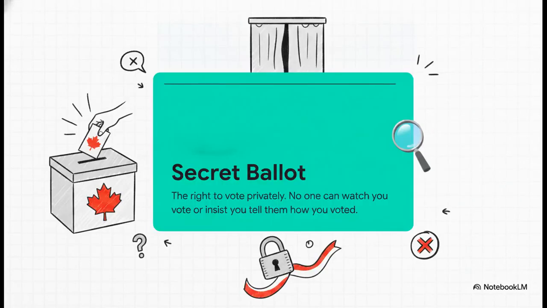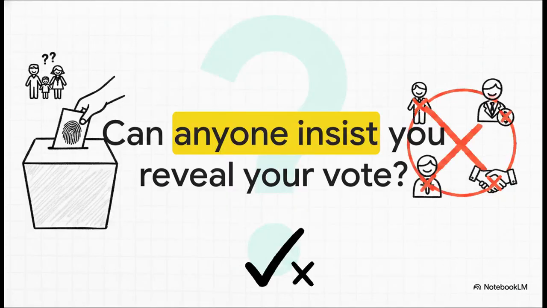And when you do step up to vote, you are protected by this absolutely core democratic principle, the secret ballot. Canadian law explicitly secures your right to vote privately. This means absolutely no one can watch you vote, and no one should ever look at how you voted. It is a strictly private act. Now, you can totally choose to discuss your vote with friends or family if you want to, but the law strictly guarantees your privacy.